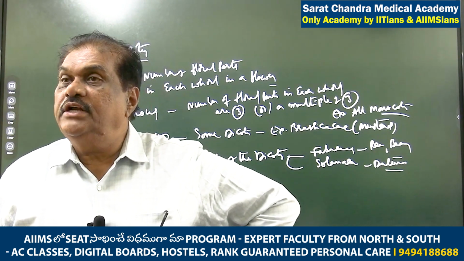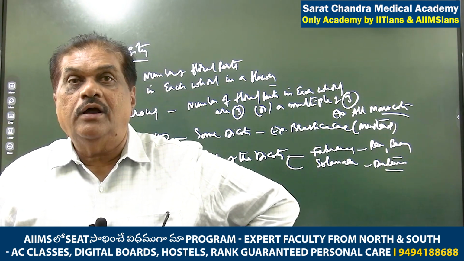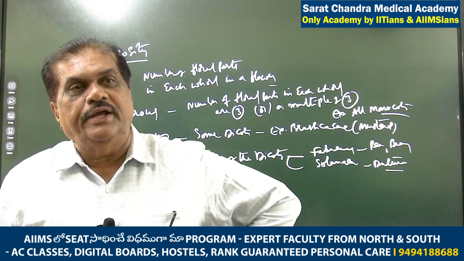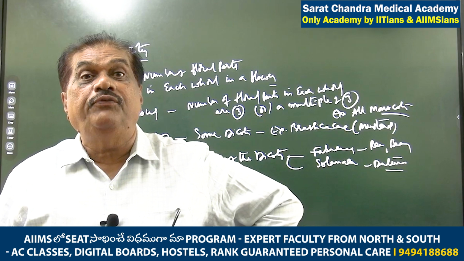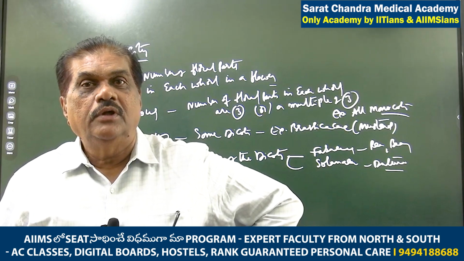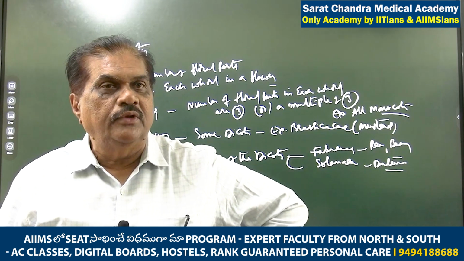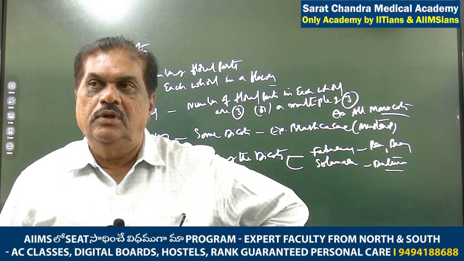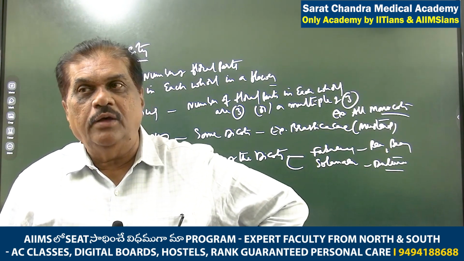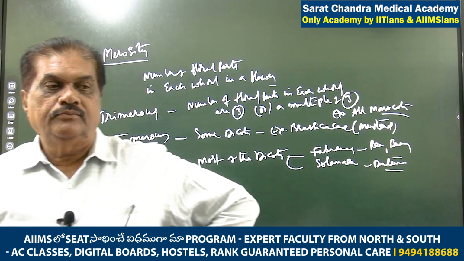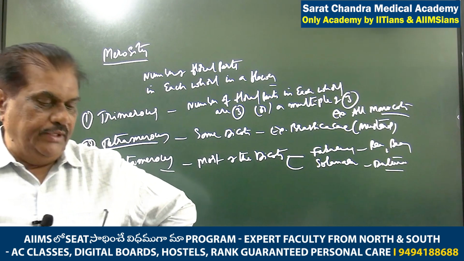So trimerous condition is present in monocots, tetramerous and pentamerous conditions are present in dicots. But tetramerous condition is present only in a few dicots. The best example for tetramerous is the Brassicaceae family, that is mustard. But most of the dicots show pentamerous condition. So that is regarding merosity.